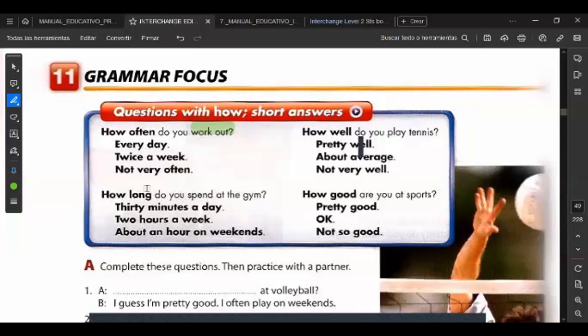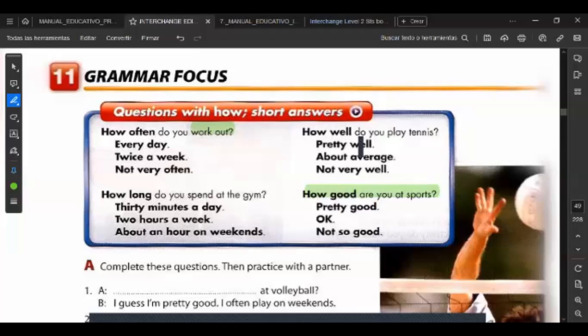How long? ¿Cuánto tiempo? How often? ¿Con qué frecuencia? How well? ¿Qué tan bien? How good? ¿Qué tan bueno eres en los deportes? How good are you at sports? Pretty good. Muy bueno, okay. Not so good, no tan bueno. How well do you play tennis? ¿Qué tan bien juegas tenis? Pretty well. About average, not very well.